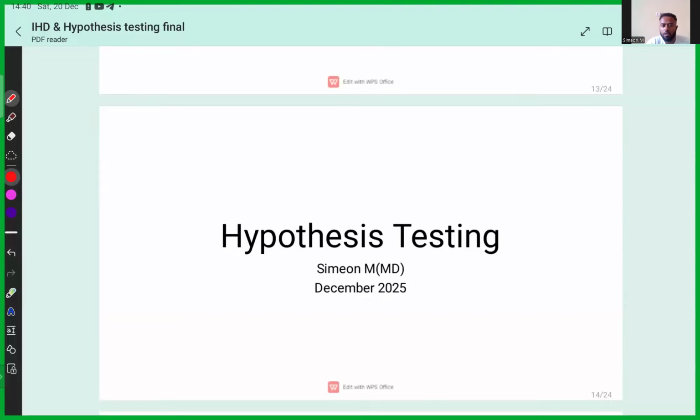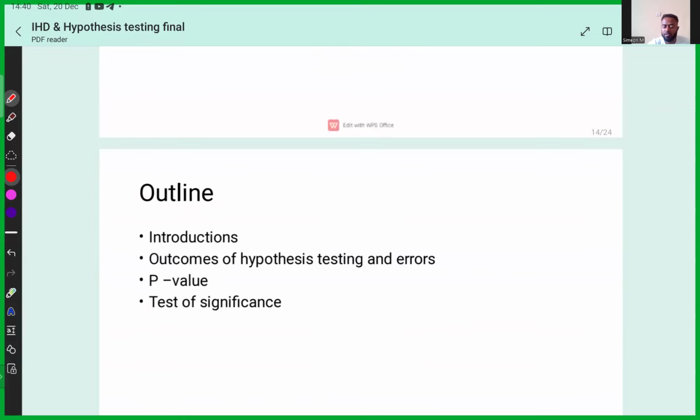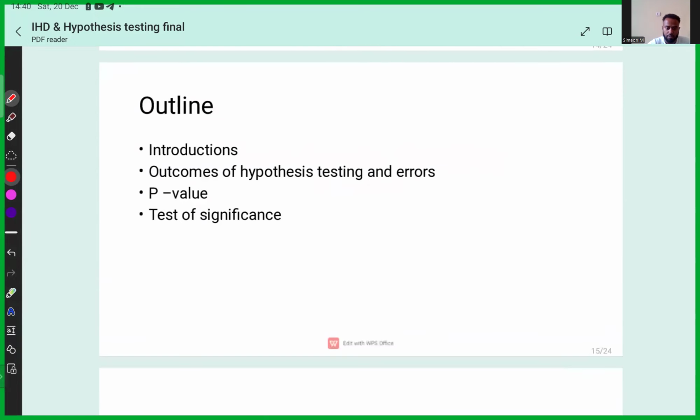Today we'll discuss hypothesis testing. We will briefly see what hypothesis testing is. We will see different types of outcomes of hypothesis testing, and we will see the different types of error during hypothesis testing. We will also briefly see what p-value is and the tests of significance.